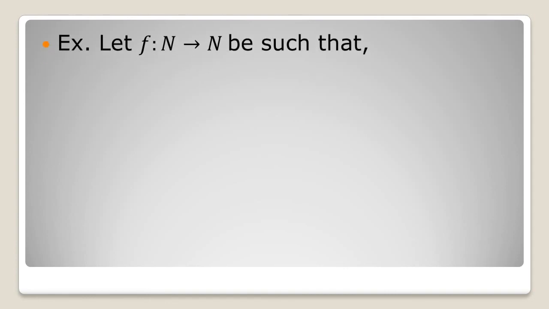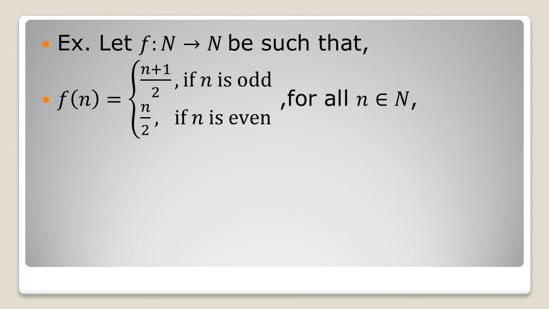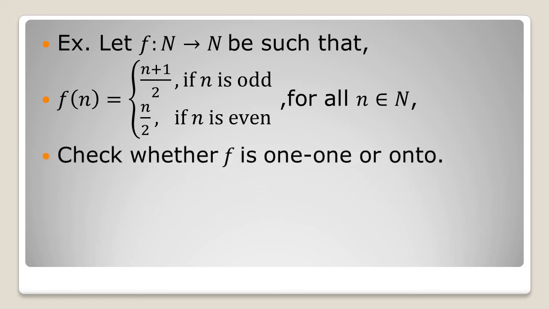Again, consider the function f defined from the set of natural numbers to the set of natural numbers in this way. Here f of n is defined to be equal to (n plus 1) by 2 if n is an odd natural number, and n by 2 if n is an even natural number. So we need to see whether it is 1-1 or onto.